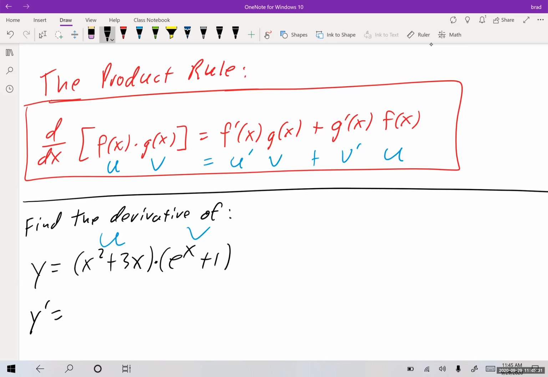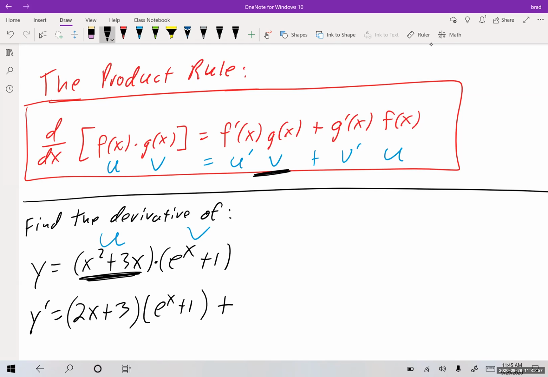So if I find y prime, I have to take the derivative of u first, which would be 2x plus 3. That's my derivative. And then you have to rewrite. Notice it's a rewrite right here. You have to rewrite e to the x plus 1. So something really important about the product and the quotient rule is there are rewrites in the differentiation. You rewrite f of x or g of x, or u or v.